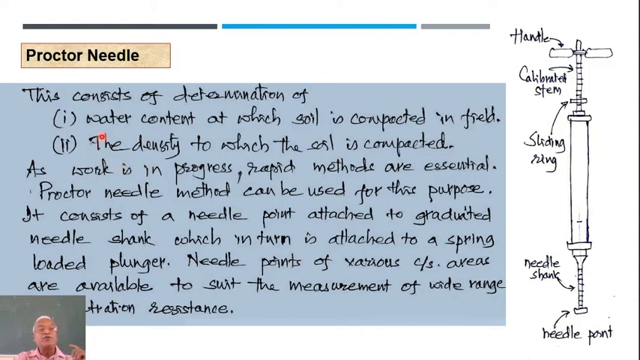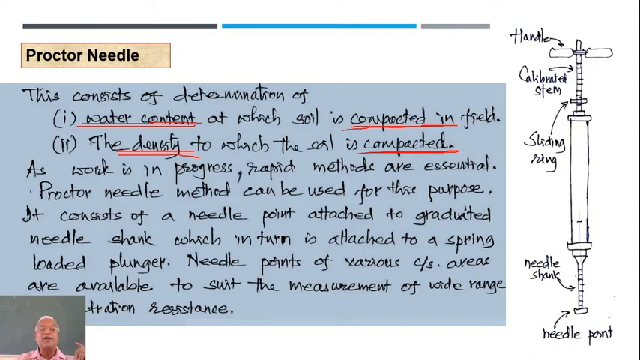Right? So proctor needle is used for the water content at which the soil is compacted in the field, and the density to which the soil is compacted. In the sense, already you are on the field and then you are on the compacted soil or compacted condition. There if you want to find out density as well as water content, these are the two things which you want to find out on compacted field, right? So as the work progresses, work is in progress, rapid methods are essential. Proctor needle method can be used for this purpose.